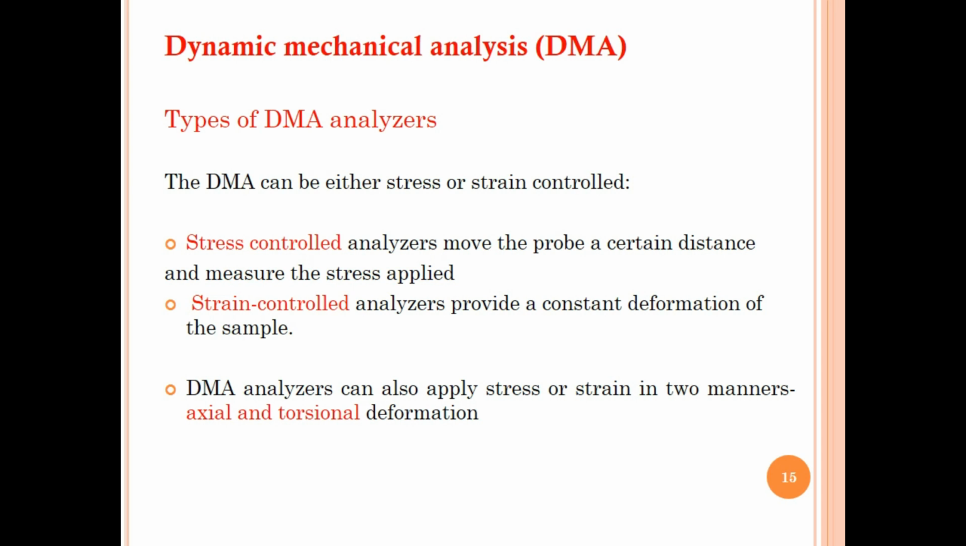A DMA analyzer can also apply stress or strain in two manners, axial or torsional deformation. The main types of analyzers are stress controlled or strain controlled. When a DMA analyzer uses stress and strain, it is further subclassified in two ways. These two ways are the deformation, and the deformation may be axial or torsional.